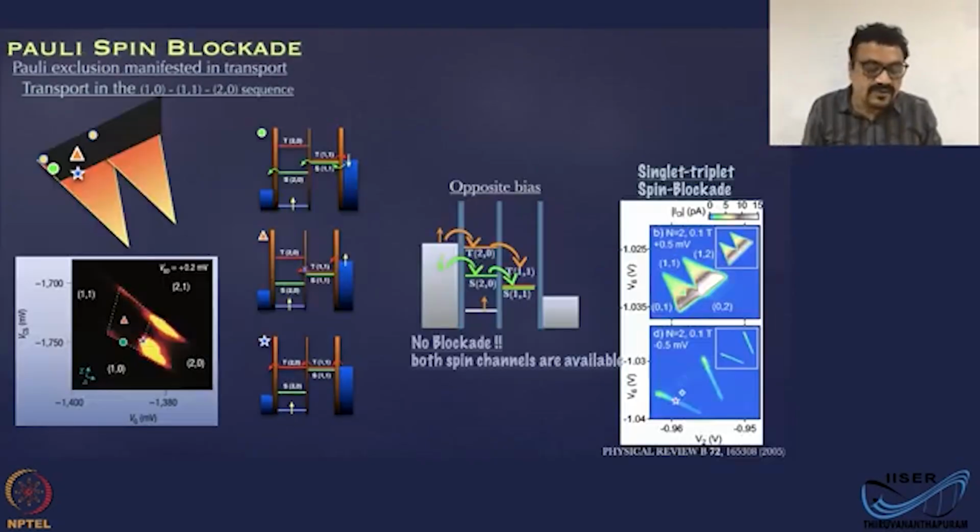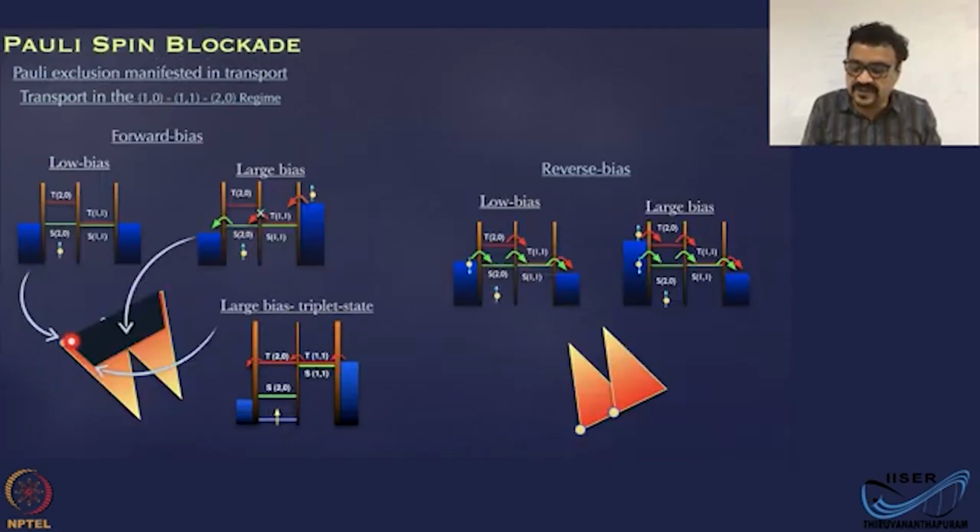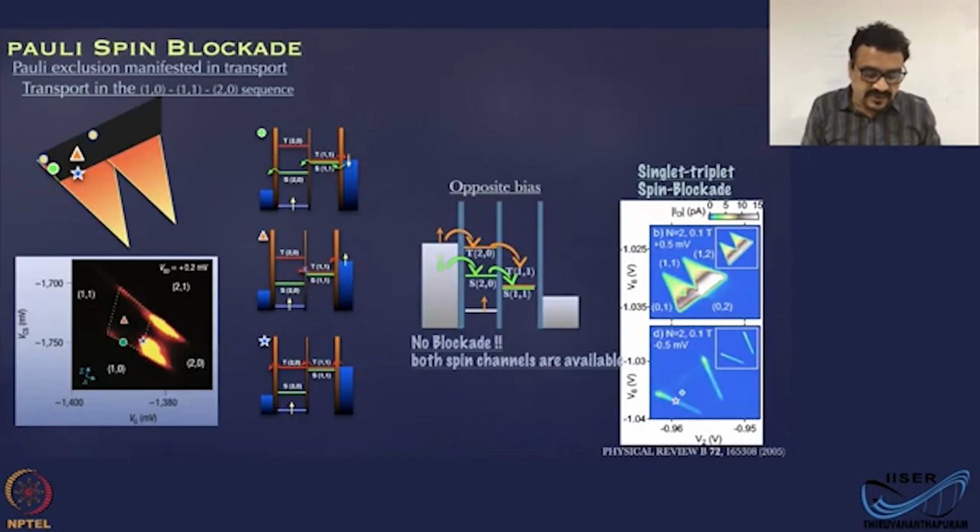And here are a couple of examples. This is from a silicon germanium double quantum dot system, where this region marked by this dashed line corresponds to this region here, same as this region here, where no current is flowing through. But you can see at the edge, you have the current.